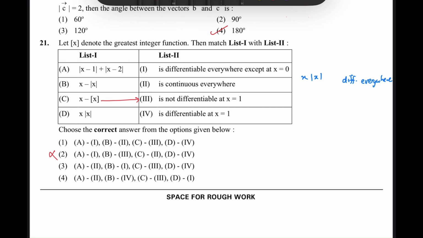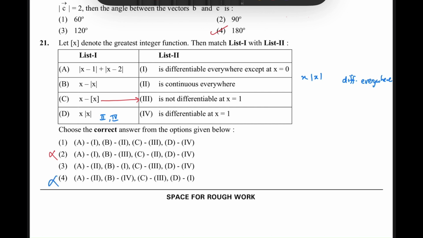No, this is false, because this is differentiable everywhere. It is differentiable at x equals to 1. Yes, it is true. So D matches with second and fourth. It is continuous everywhere. Okay, let's see. So option 4 is incorrect because it says D matches with 1. So D does not match with 1. So this is incorrect. So D has to match with 4, right?